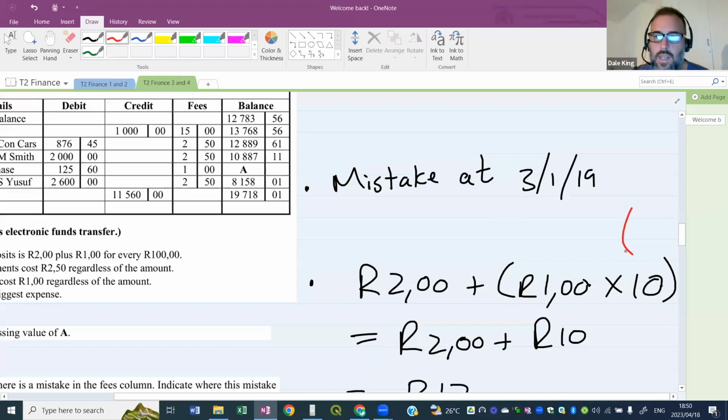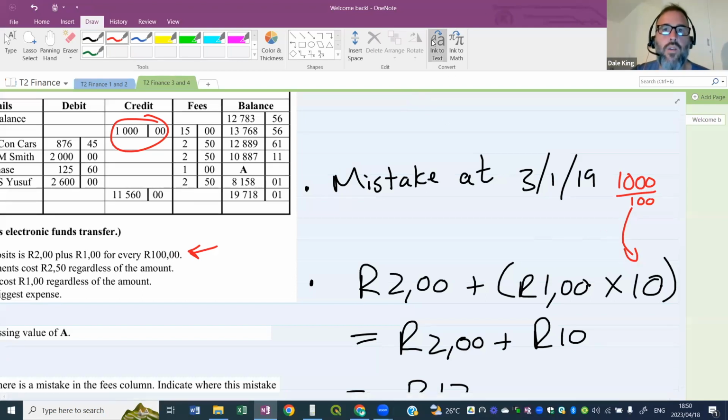So Tiamo, this 10 here, if you look at this line, the instructions for fees, it says 2 Rand plus 1 Rand for every 100. So we need to know this 1,000 Rand that was deposited here, how many hundreds were there? So a quick calculation is 1,000 Rand divided by 100. How many hundreds are in the 1,000 Rand? So you just divide it by 100 and you can see there are 10 hundreds in there. So each 100 needs to be multiplied by 1 Rand.